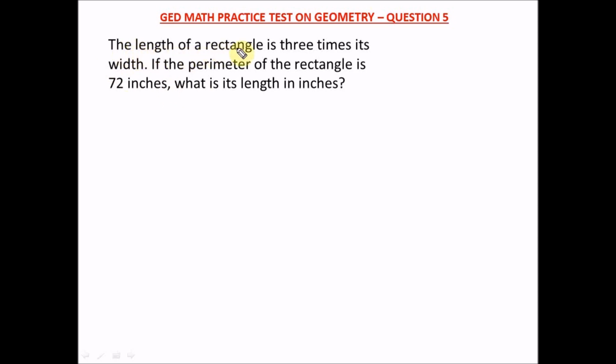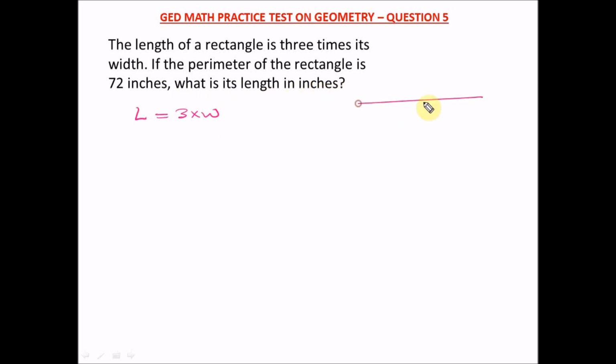It says, the length of a rectangle is 3 times its width. It's kind of like a word problem, so you have to relax. The length of a rectangle is 3 times its width. Okay, length is equal to 3 times the width. This is what the first statement means. If the perimeter of the rectangle is 72 inches, what is its length in inches?